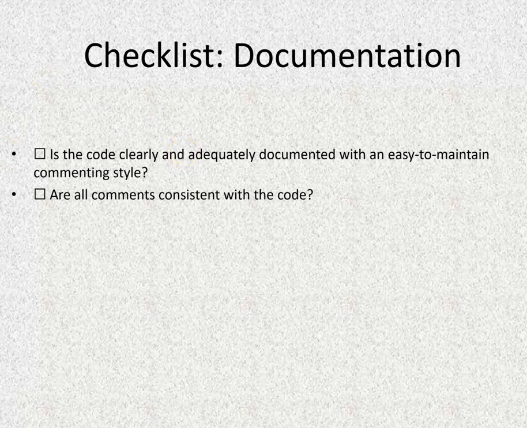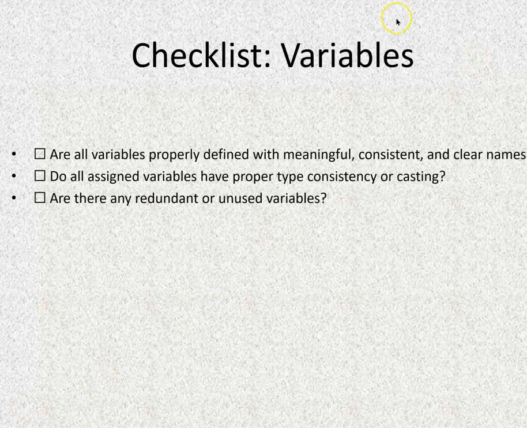Now let's check our checklist for documentation. Yes, the code was easy to maintain and all the comments were consistent with the code as well. Now let's take a look at the variables section of the checklist.